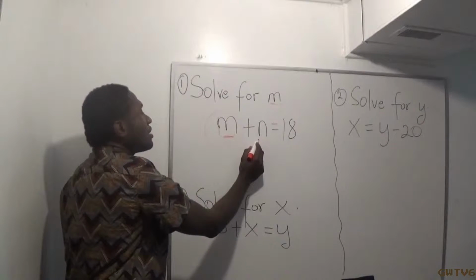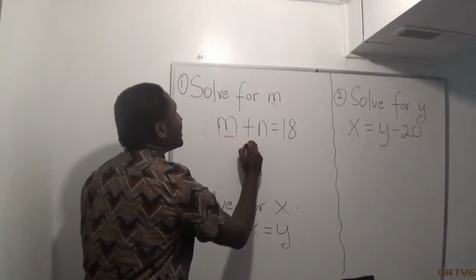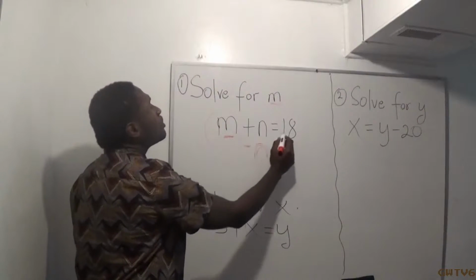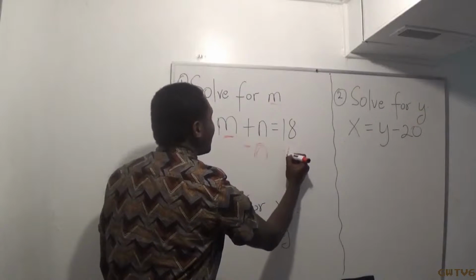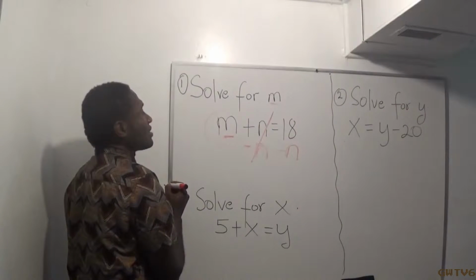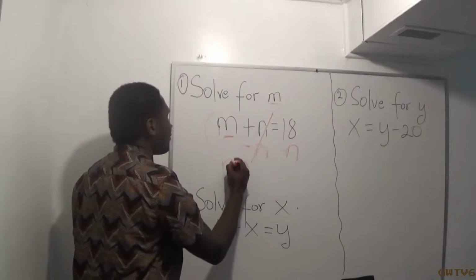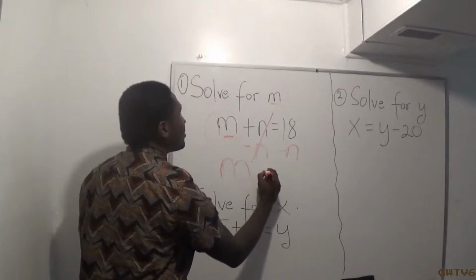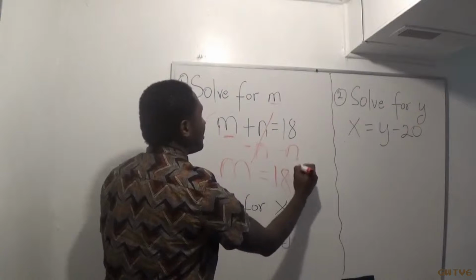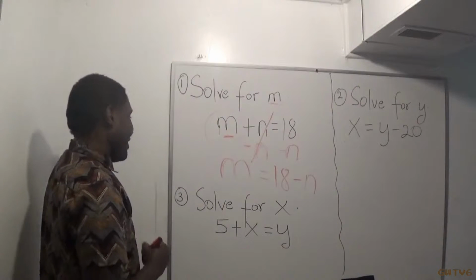And to get rid of this, I know I always have to do the opposite, right? So if it's a plus, I have to minus that n. But whatever I do on one side, I have to do the same thing on the other side. So I minus n on this side also. So now the n's will cancel. So I have my m that I'm solving for by itself equals whatever this is, which is 18 minus the n. Okay, that is not too bad.